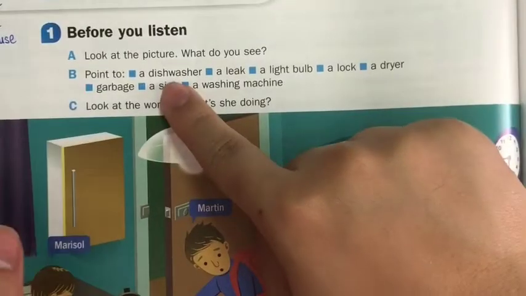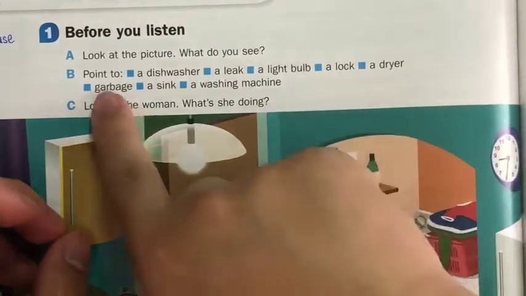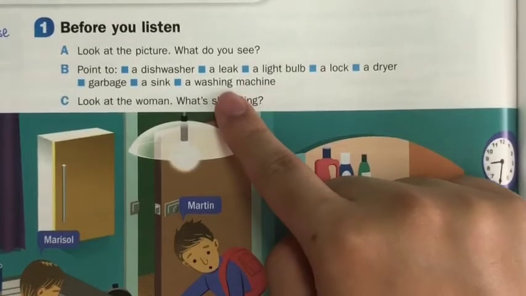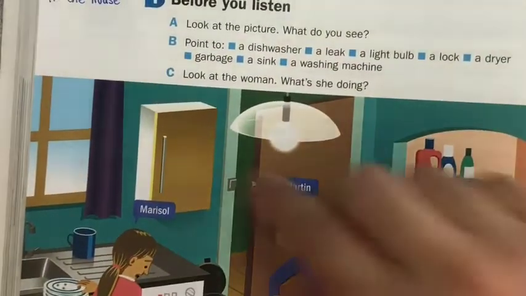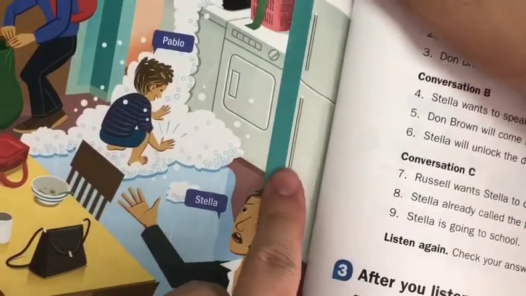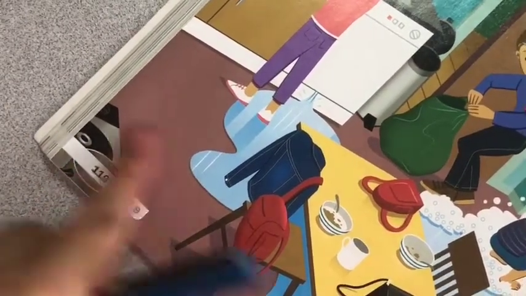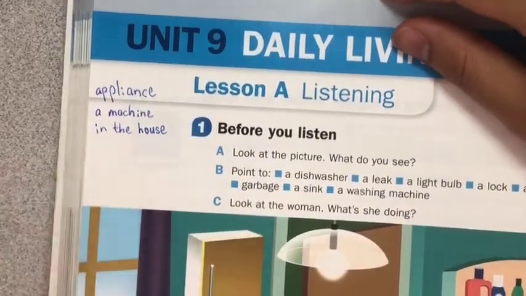So a dishwasher, a dryer, and a washing machine, all of these are machines in the house. Other machines in the house are a fridge, a refrigerator, a stove. You can see a stove here in the very corner. This is where you cook food. A stove and an oven, these are machines in the house, so we call them appliances.